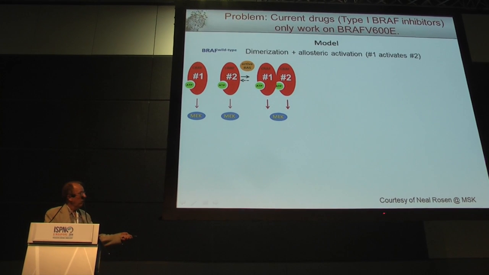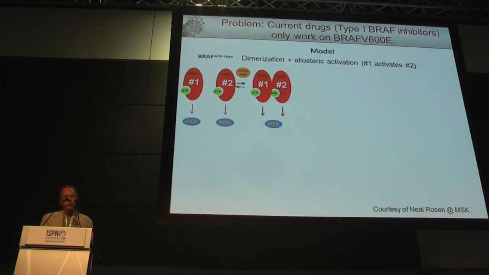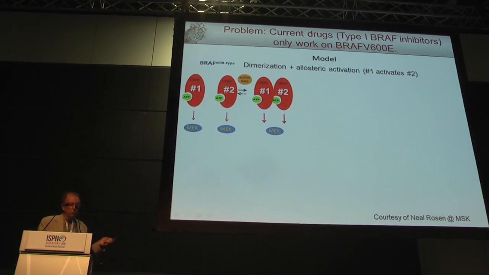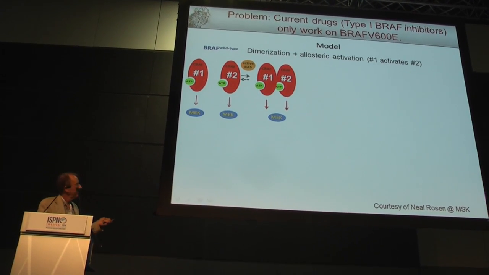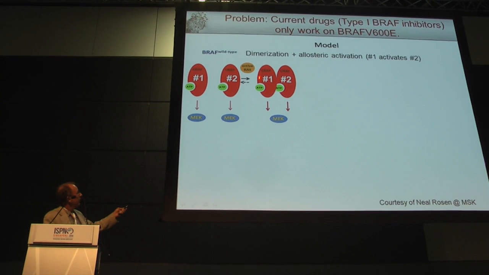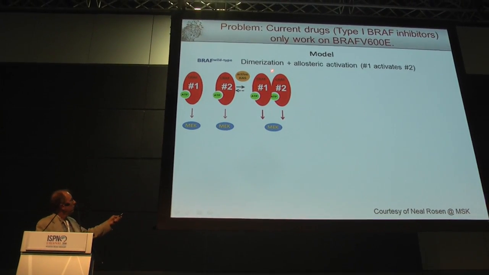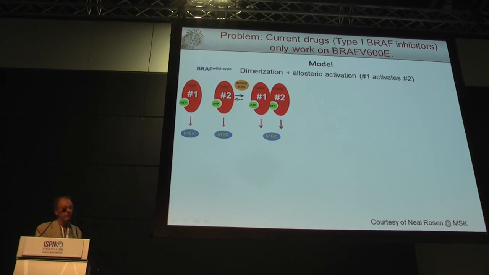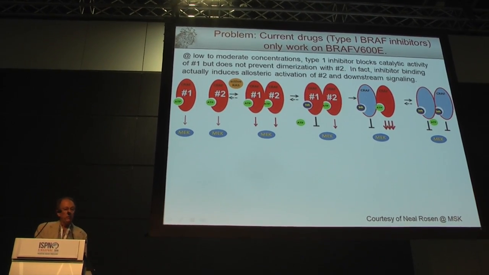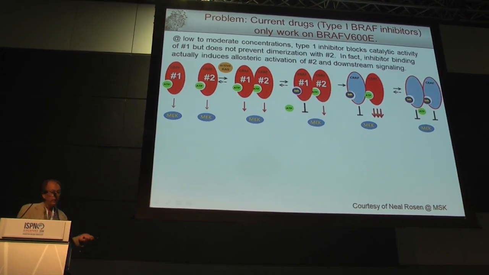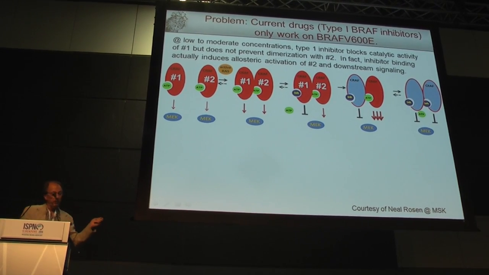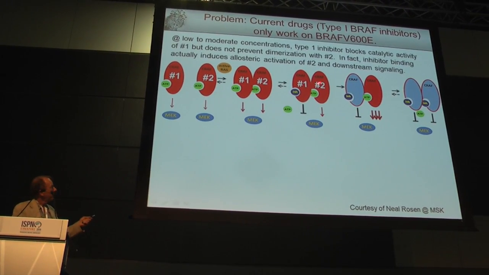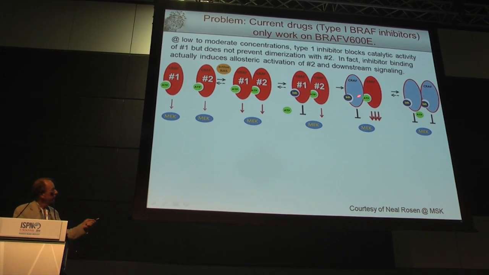Here's a slide, a long-term loan to me from Neal Rosen at Memorial Sloan Kettering, which kind of explains that. BRAF, like most protein kinases, functions in a dimeric state. With activation of RAS, RAS recruits RAF subunits to the cell surface. They bump into each other, and there's an allosteric activation. Subunit number 1 allosterically activates number 2. So the problem is that at low to moderate concentrations, type 1 inhibitors block catalytic activity of subunits, but they do not prevent dimerization. In fact, inhibitor binding actually induces allosteric activation of subunit number 2, as shown here.